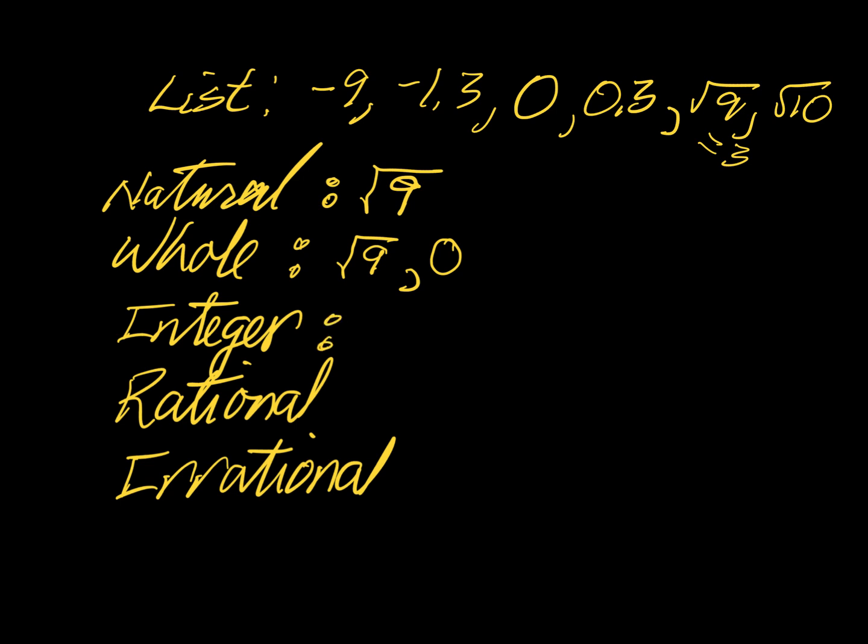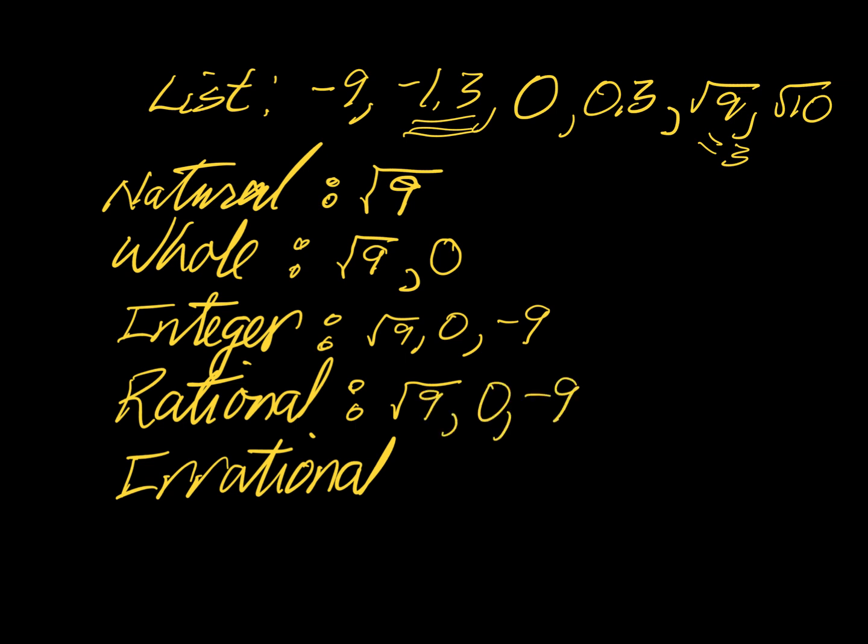Integers then will be negative whole numbers plus the positive integers. And so I'm going to have the square root of 9 and 0. And then the other option I'm going to have is -9. Don't put -1.3 there because it's not the opposite of a natural number. So it's not going to be an integer. All right. Now, at this point, then, all integers are rational numbers. So the 3 written as square root of 9, the 0 and the -9 go there.